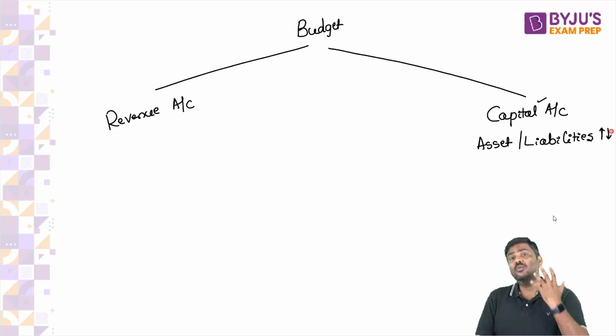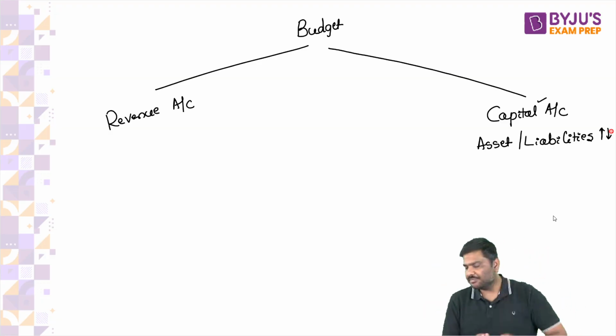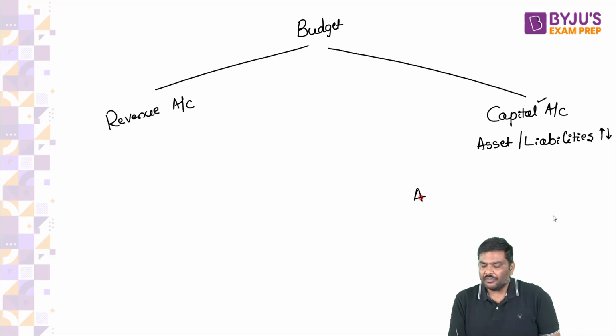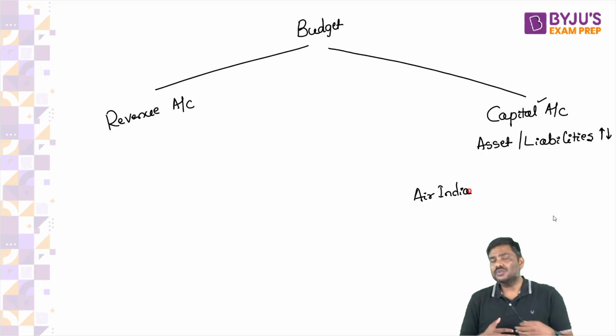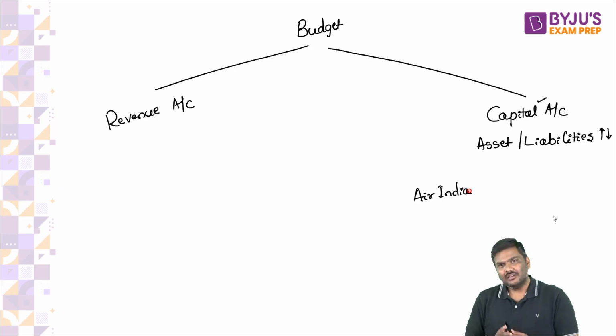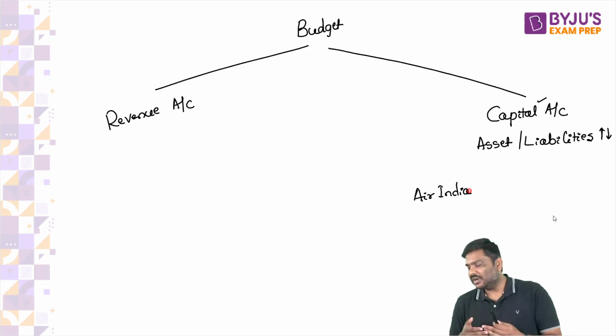Many of you will ask me, sir, what do you mean by that? Let me ask you a very simple question. Government of India sold Air India. Please tell me now. Government of India, a couple of years ago, sold Air India. Now, when government sells Air India, don't you think the assets of Government of India will come down?